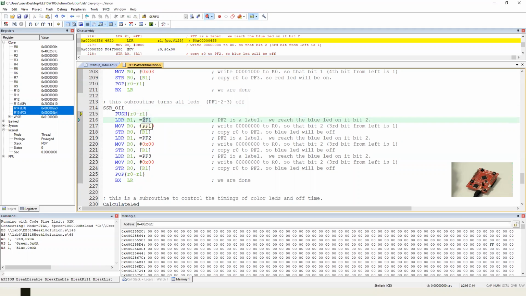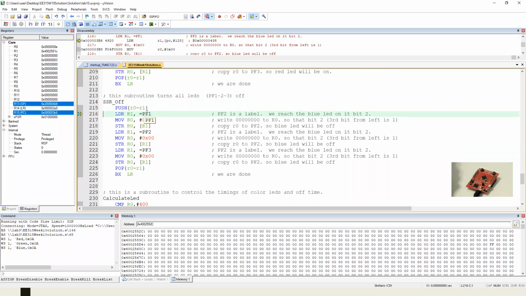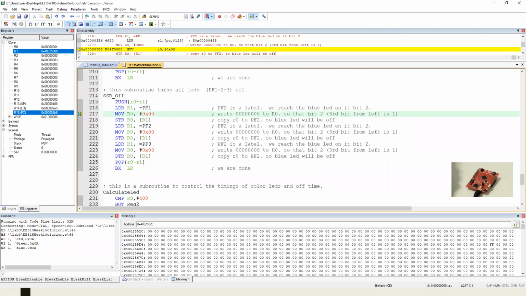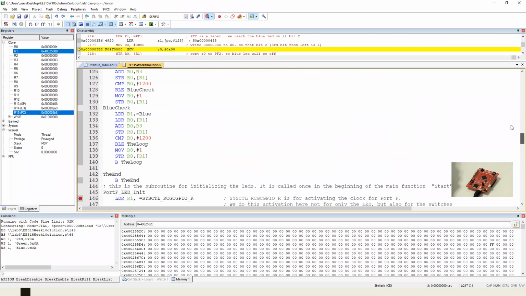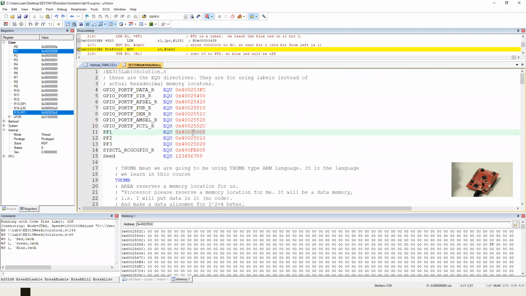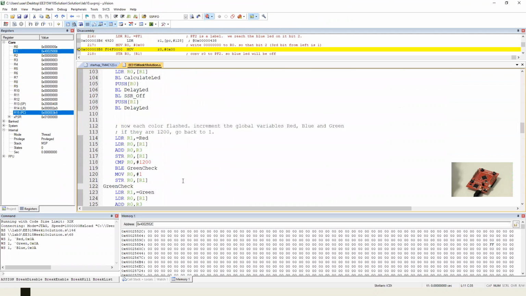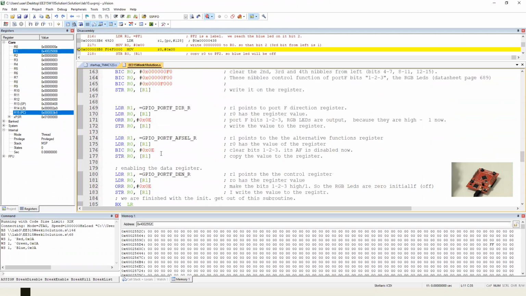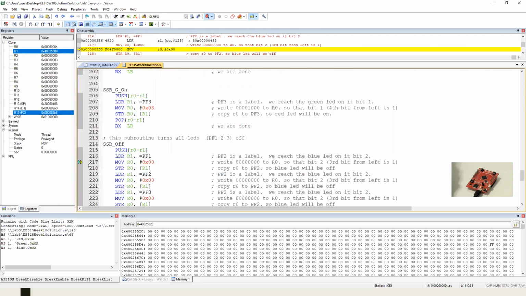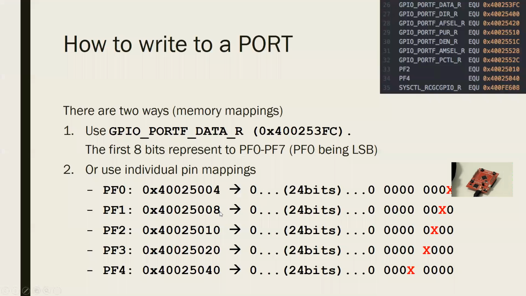So the first thing I do is I load PF1 to R1. What is PF1? It is this value because it was defined here, PF1. It was defined here like that. So R1 is a pointer now. It is pointing to the yellow triangles here. So R1 is pointing to that location. And that location is, yes, it is this location. That single bit is mapped to that address, sorry.